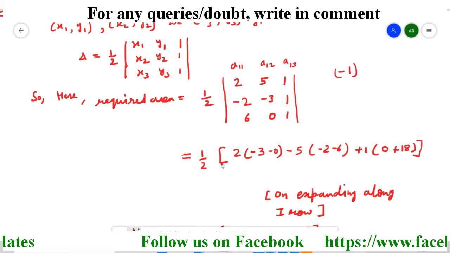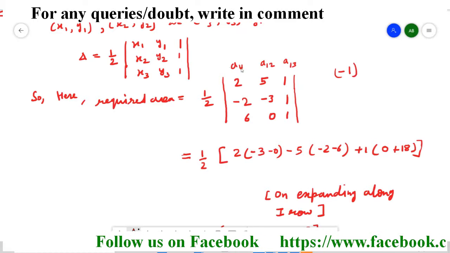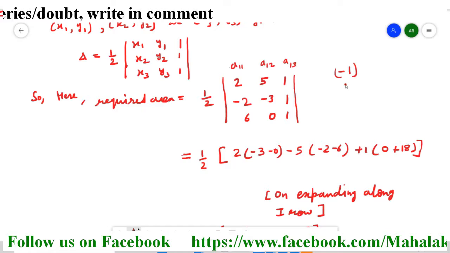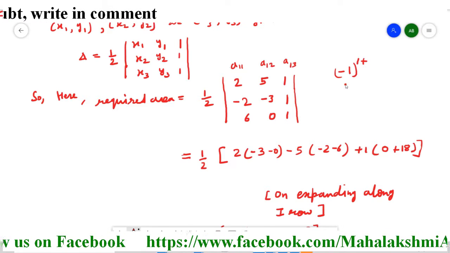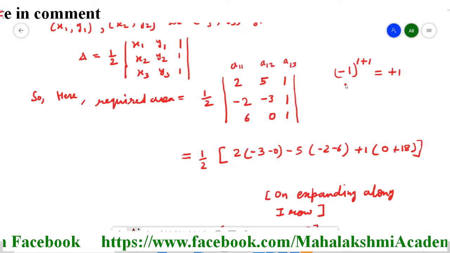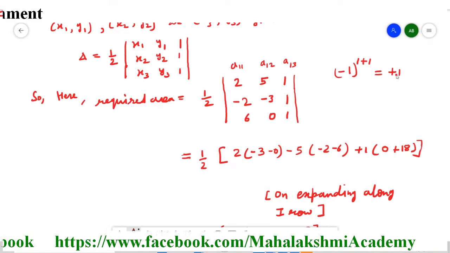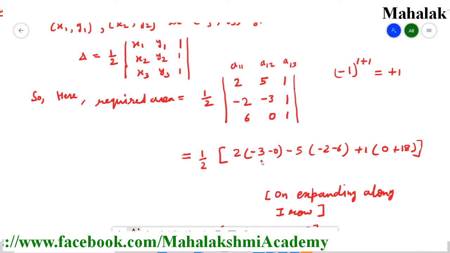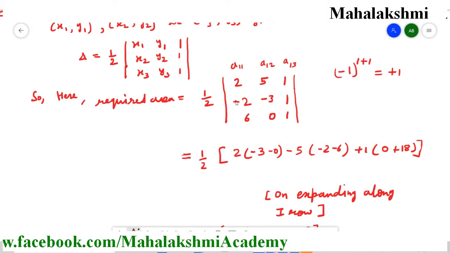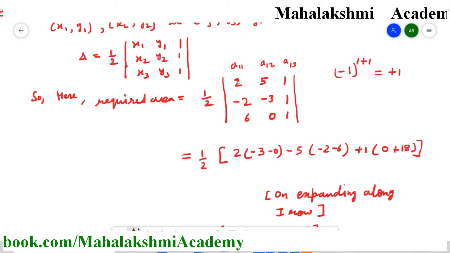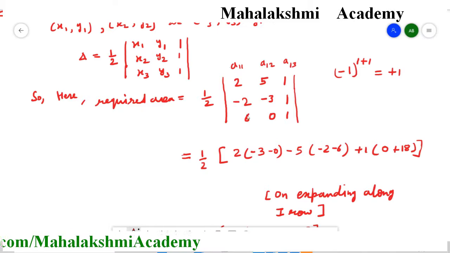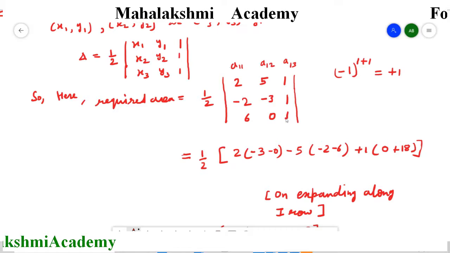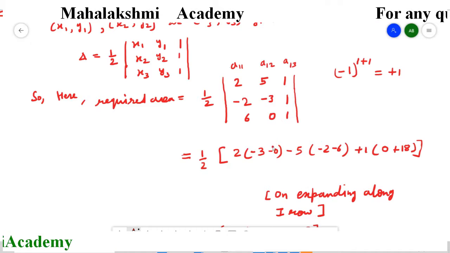So if we are writing for this 2, then its place values are 1 1. So minus 1 to the power 1 plus 1. When we write 1 plus 1, we will get plus 1. The sign is positive, that's why plus 2 came here. And then when we cross it, you remain with minus 3 and 1 and 0. So minus 3 into 1 is minus 3, and 1 into 0 is 0.